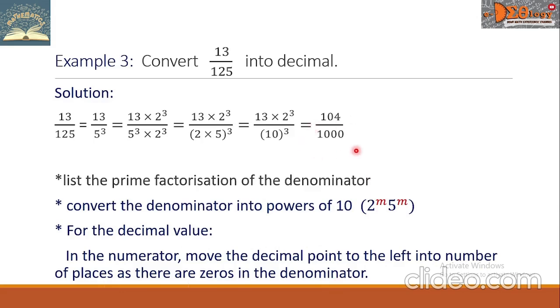Our denominator is 1000, so we have here 3 zeros. Our numerator is 104. The decimal point is after the number 4. So we're going to move the decimal point 3 places to the left. So the decimal will be like this, 0.104. This is the final answer.